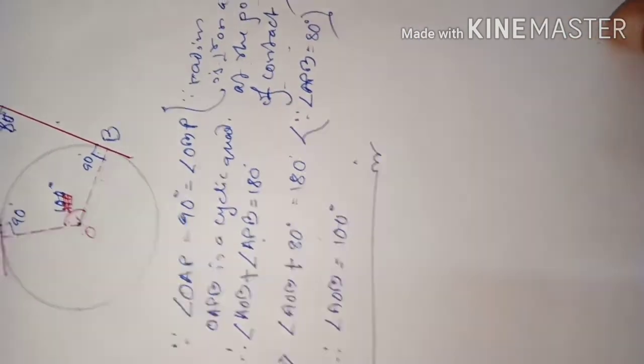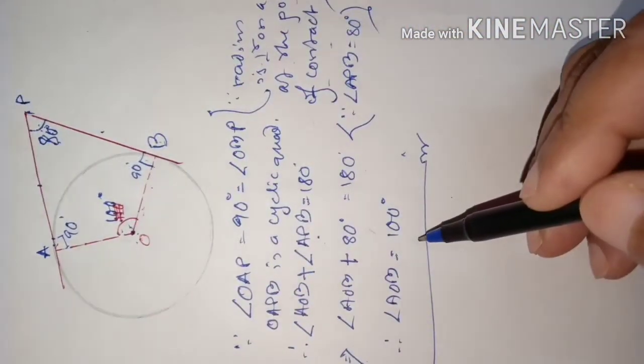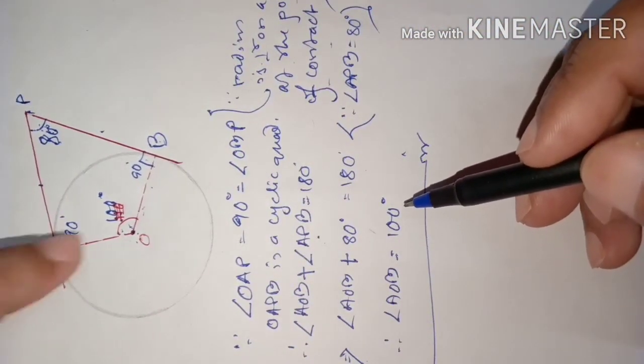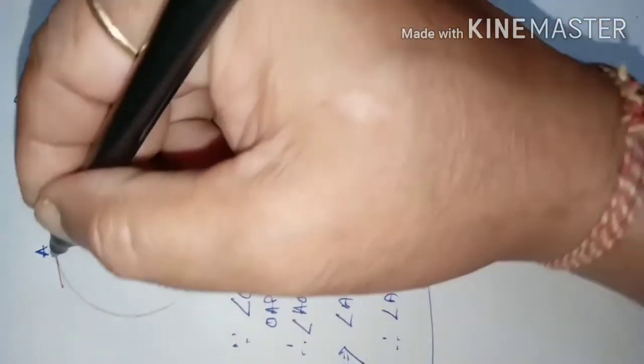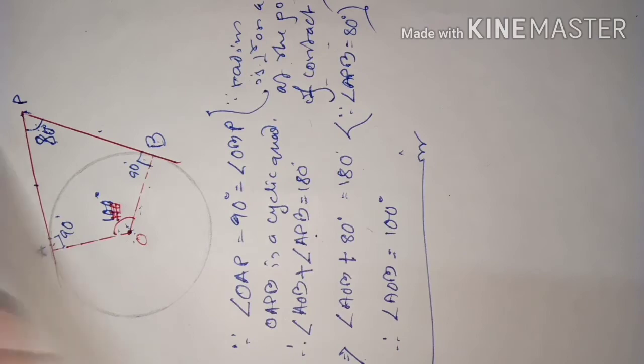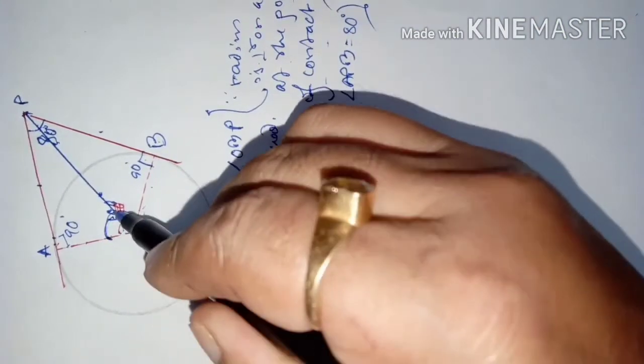But dear students, here angle AOB is 100 degree, but we are asked to find out angle POA. That means we need to join this PO. That is this angle. What is the measure of this angle?